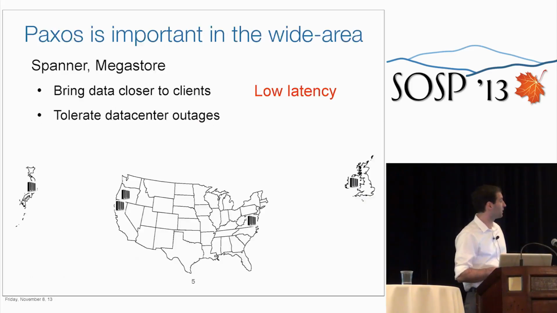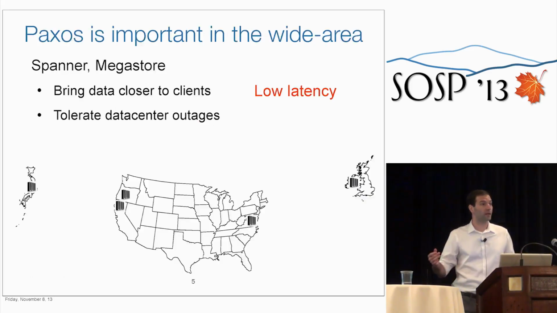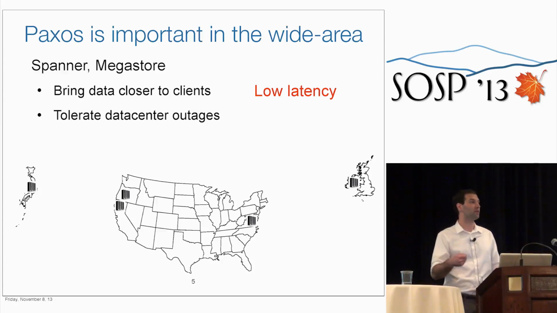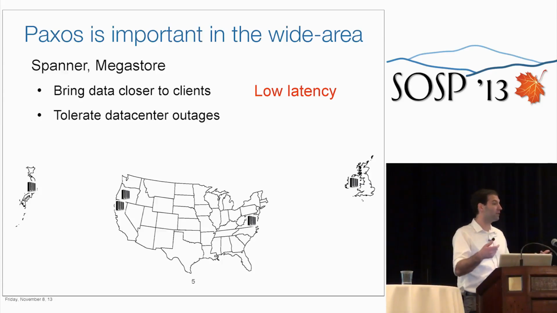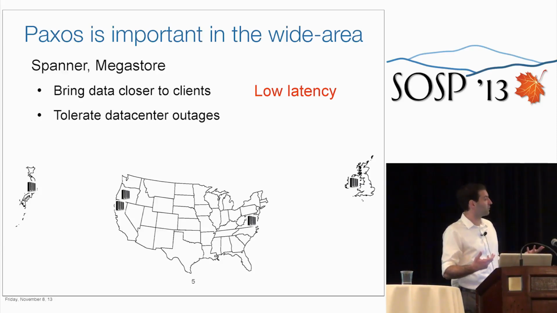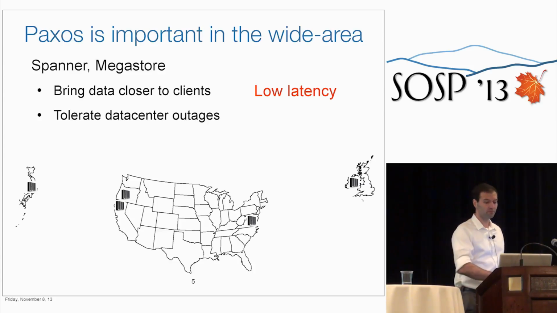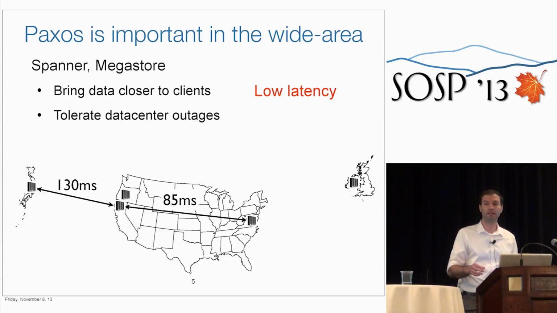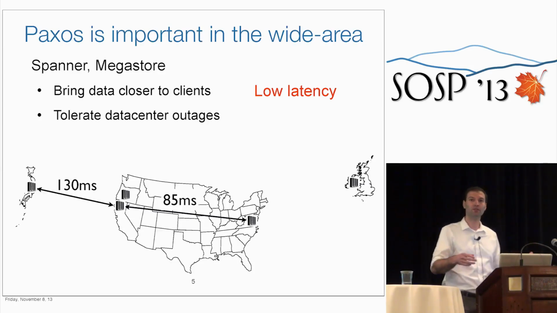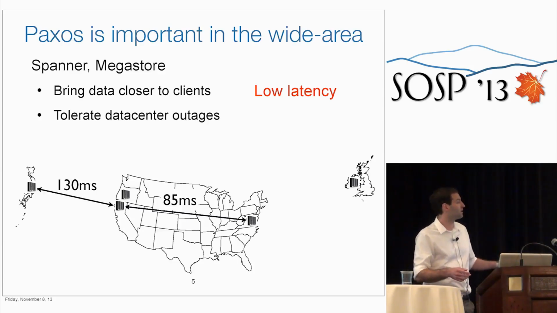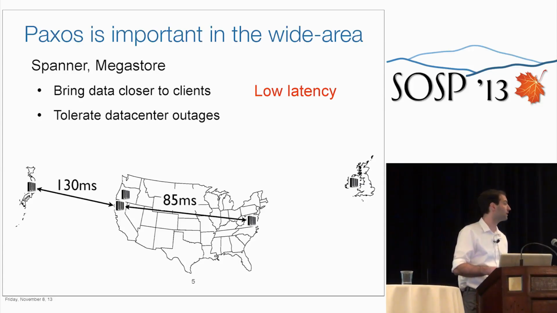We also use Paxos in the wide area because we access the same databases synchronously from different continents. So we want to bring that data closer to clients. And we also want to be able to tolerate full data center outages. But because distances in this setting are so large, any inefficiency in unnecessary message delays to commit are going to have a very high impact on usability. So low latency is critical in this setting.